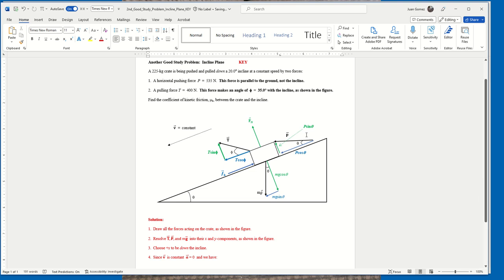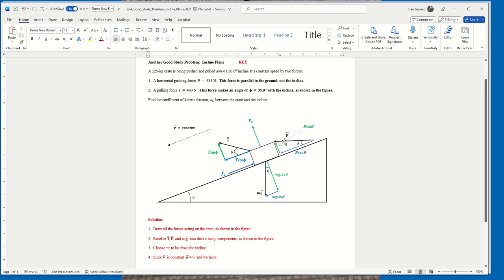And again, how did I know how to draw it? Remember, I have to go vector P. I have to go from point A to point B, from here to here. Well, that's achieved by going down the incline and then up in the y direction.